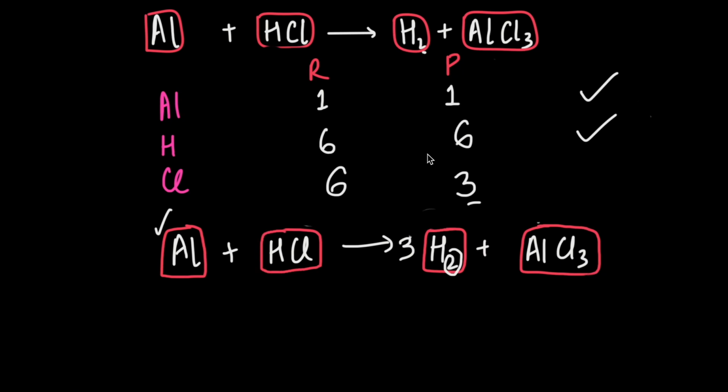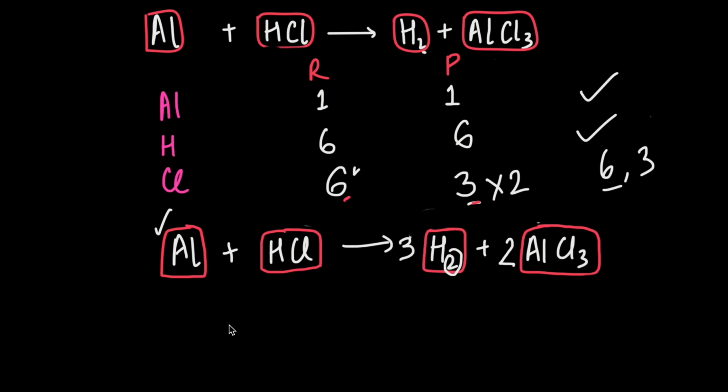To balance the chlorines, once again, we will take the LCM of the atoms on the reactant and the product side. Here we have 6 atoms of chlorine on the reactant side, and on the product side we have 3. So LCM of 6 and 3 is 6 itself. So we don't need to do anything to the reactant side. But to make the product side into 6, we need to multiply it by 2. That means we will multiply here in this equation. I'm going to make the change right here. I'm going to multiply on the product side with 2 to make the chlorine into 6.